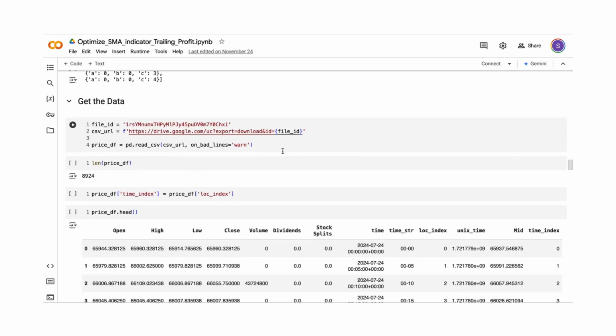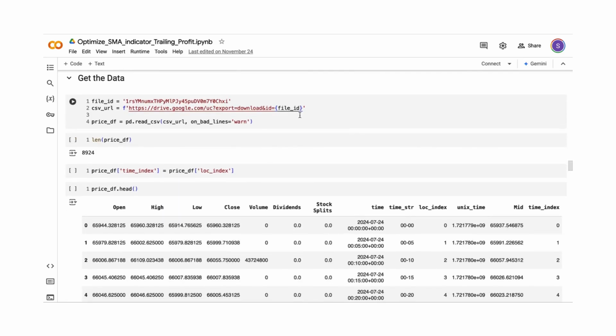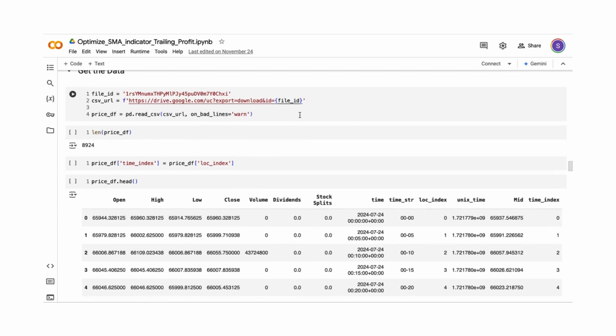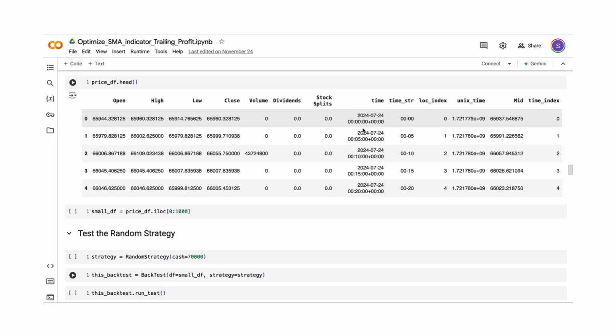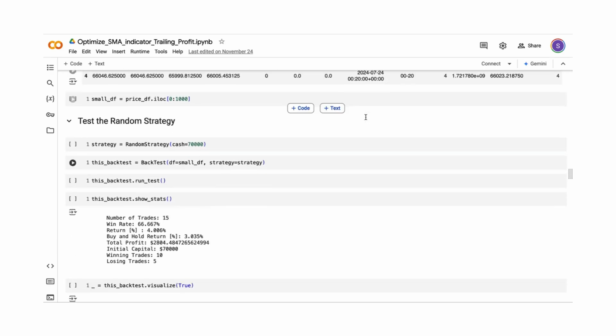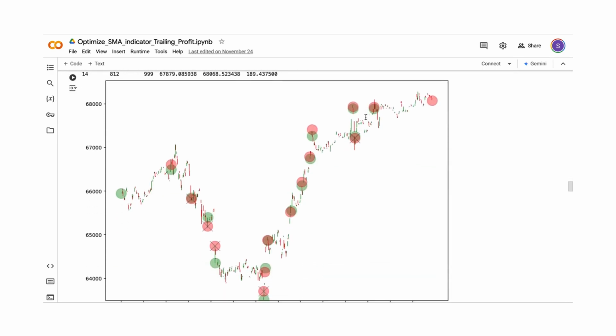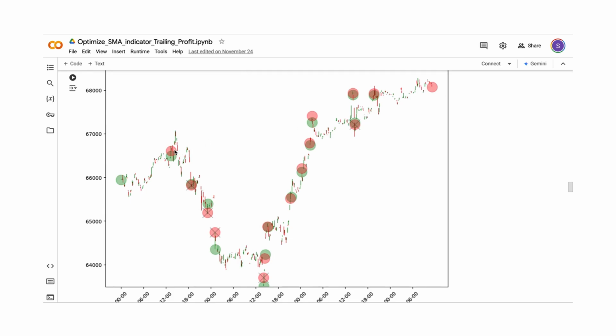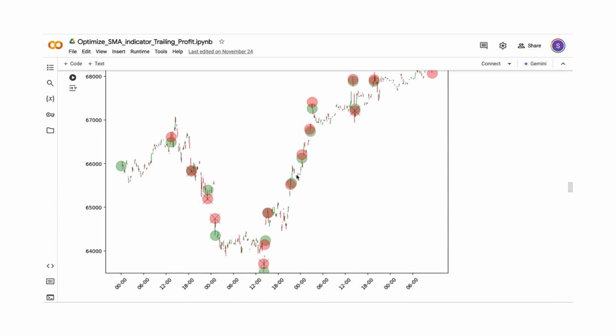So we use our traditional Bitcoin 5-minute data that we've been using in all our previous videos. This is Bitcoin data taken at 5-minute intervals sometime around July of 2024. When we executed the random strategy, this is the result that we got. We lost a bunch of trades in this region when the market was trending down, and then the market started trending up and we randomly entered some trades, which we were able to win because of the uptrend in the market.